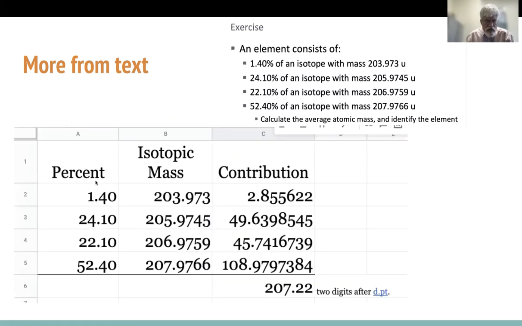And so what I've done here is to write those percentages out. Here's the isotopic mass as given in the problem. And this contribution simply represents the product of percent times isotopic mass, and then I've written it this way. You have to be very careful here that I converted this percent into a fraction. So in other words, this is not 1.4 times 203. This is 1.4 divided by 100 times 203.97, and so on.